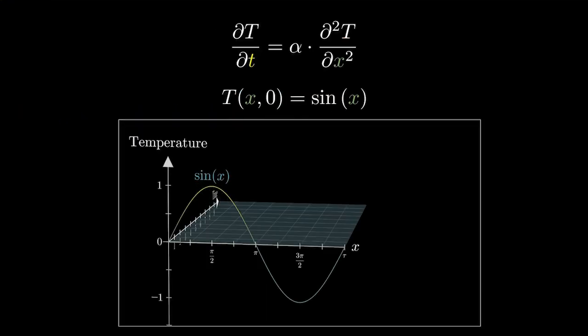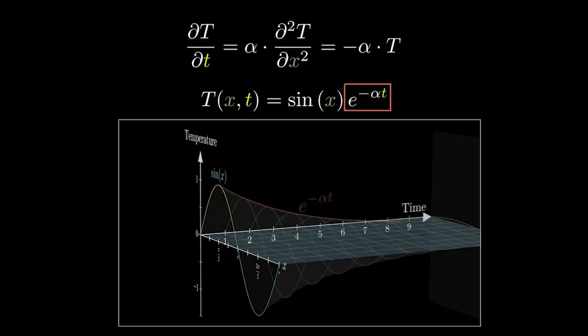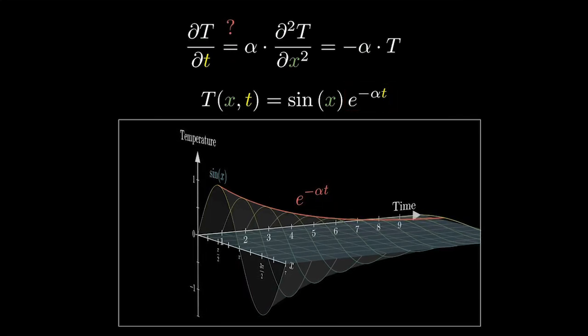So when you look at our heat equation, and you know that for a sine wave, the right-hand side is going to be negative alpha times the temperature function itself, hopefully it wouldn't be too surprising to propose that the solution is to scale down by a factor of e to the negative alpha t. Here, go ahead and check the partial derivatives.